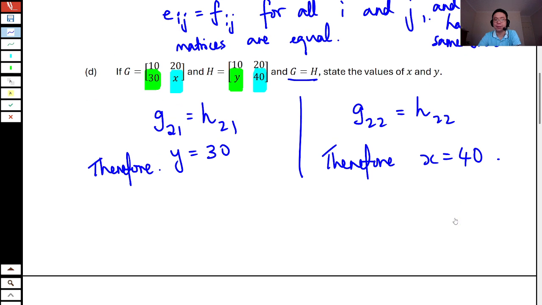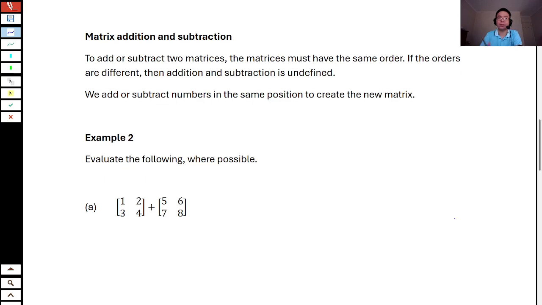Okay, next example. Next concept, I should say. So now, for the first time, we're going to do calculations that involve combining matrices together. What we want to do here is define addition and subtraction for matrices. And it's very simple. All we need to do is first check that the matrices have the same order, that they've got the same dimensions. If this is not the case, then we say addition and subtraction is undefined.